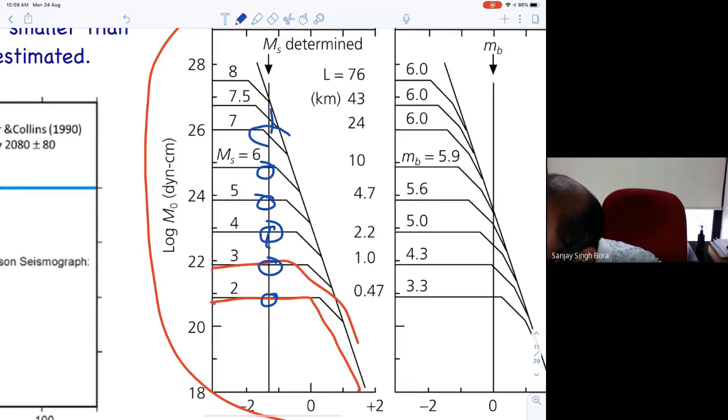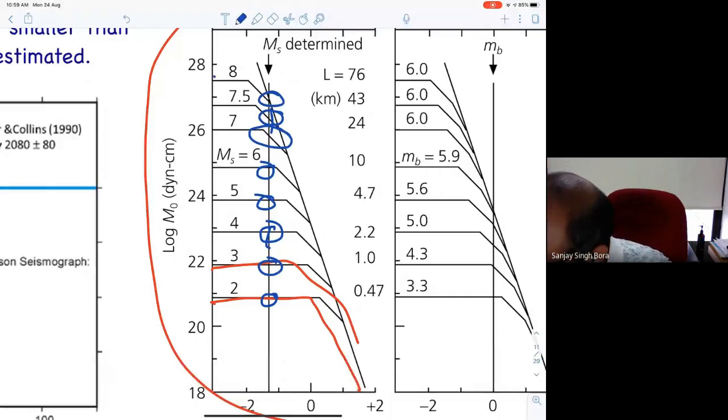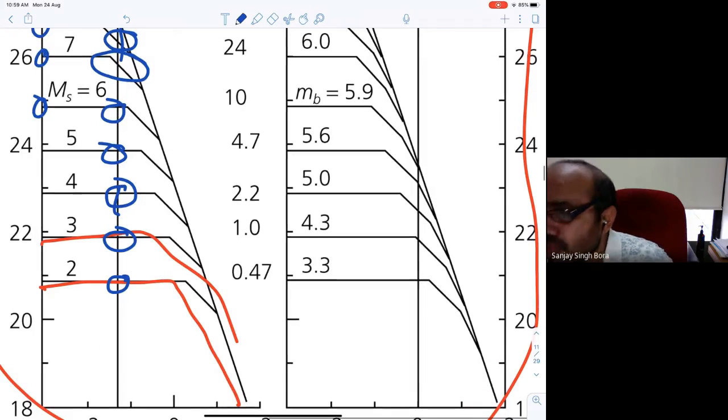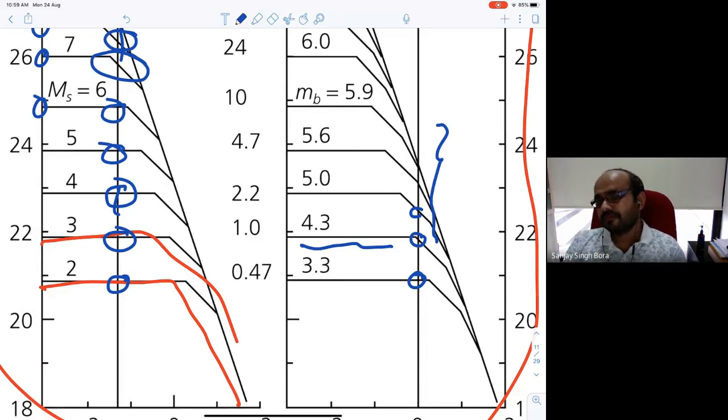Now MS is no more in the plateau. MS is on the right hand side of the corner frequency. That means it is underestimating now. Actual magnitude is this. Actual values are this. MB in most of the cases, see, here it's fine. Here it's not fine. It's already on the other side of the corner. It's not in the flat zone. So MB will start saturating from already here. So that's why these magnitudes saturate.